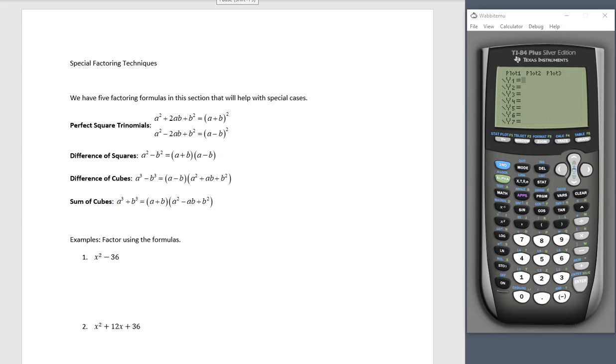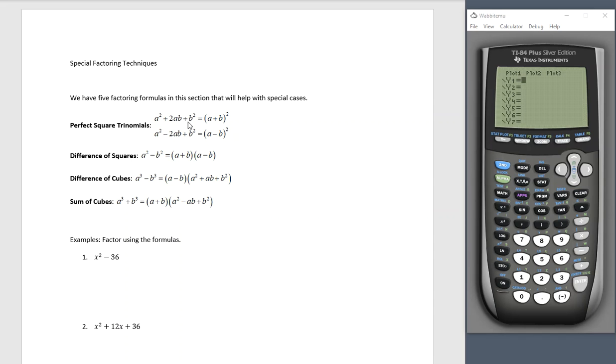Hello and welcome to Special Factoring Formulas. Now there's 5 formulas, there's really only 3 formulas, but there's 5 formulas listed here that we're going to look at, some special cases when it comes to factoring. So the first are the perfect square trinomials.